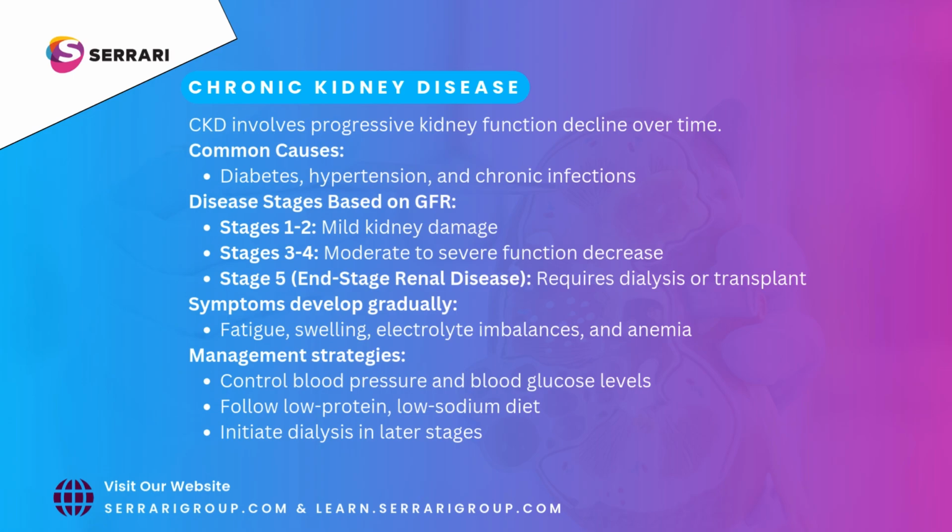Disease stages based on GFR. Stages 1 to 2, mild kidney damage. Stages 3 to 4, moderate to severe function decrease. Stage 5, end-stage renal disease, requires dialysis or transplant. Symptoms develop gradually: fatigue, swelling, electrolyte imbalances, and anemia. Management strategies: control blood pressure and blood glucose levels. Follow low-protein, low-sodium diet. Initiate dialysis in later stages.